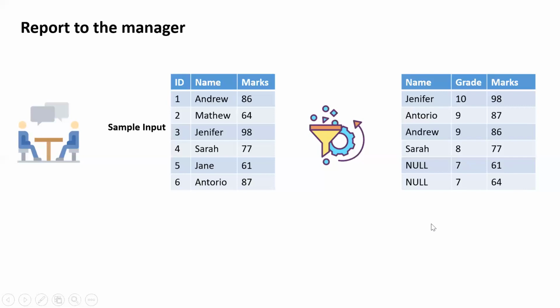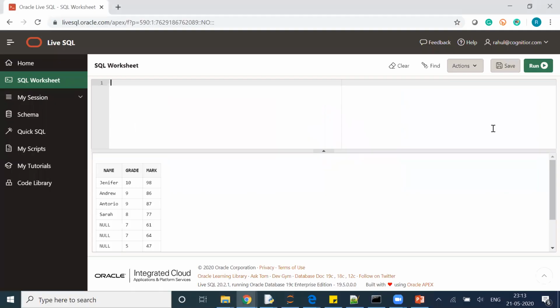So that is the requirement which James gives to us, and he has to share that with John as soon as possible. So how will we approach? Let's try to understand that. We need to write a query which will take care of this scenario.